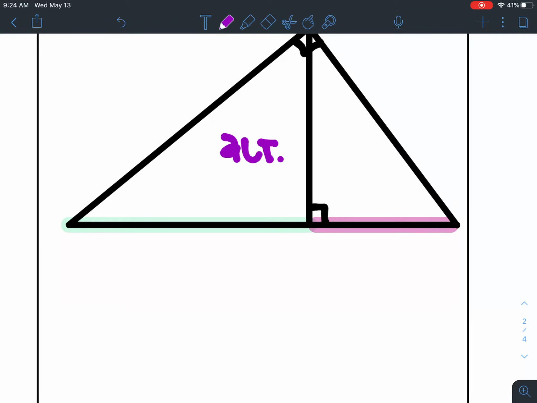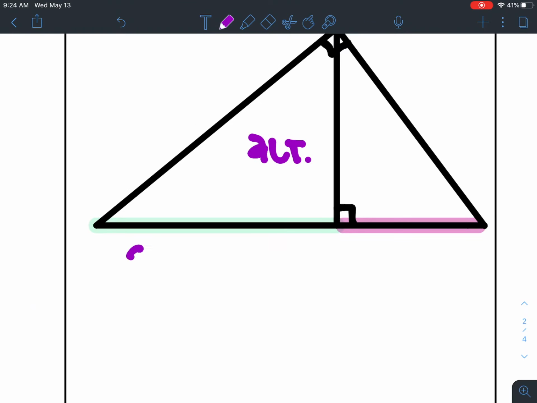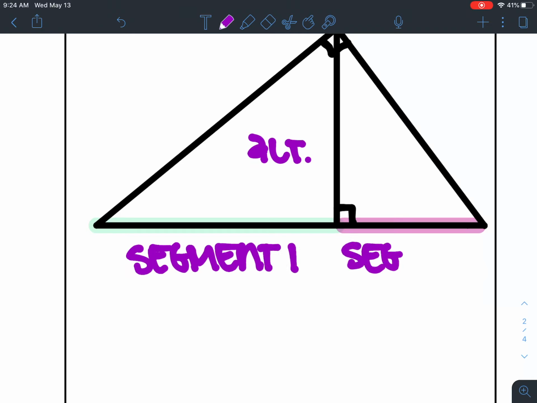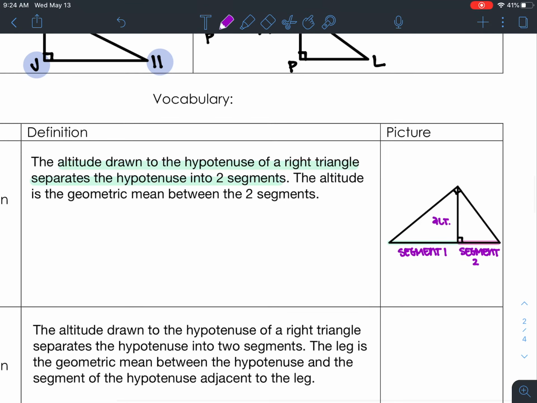So I'm going to label those as well. It doesn't matter which one's which, but I'm going to call this segment 1, and this one's segment 2. So seg 1 and seg 2. Okay, so we have this idea in place. Then it says that the altitude is the geometric mean between the two segments.